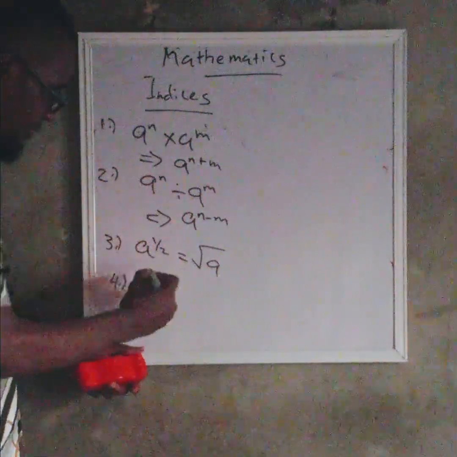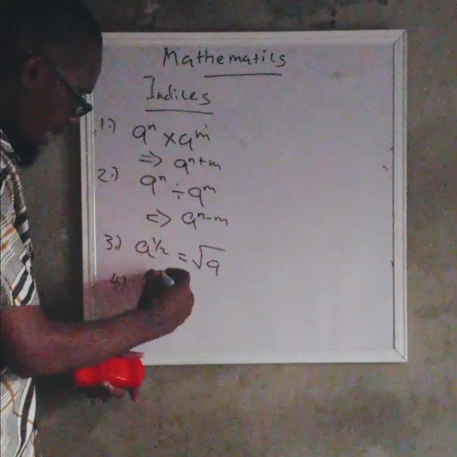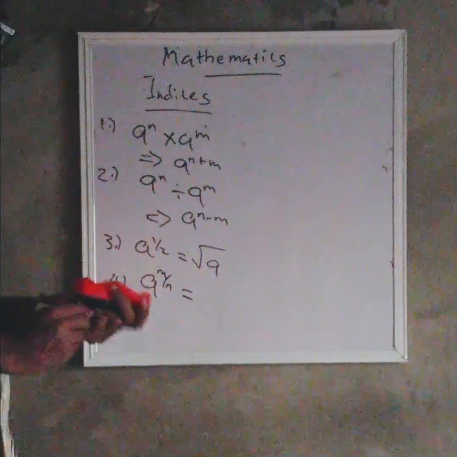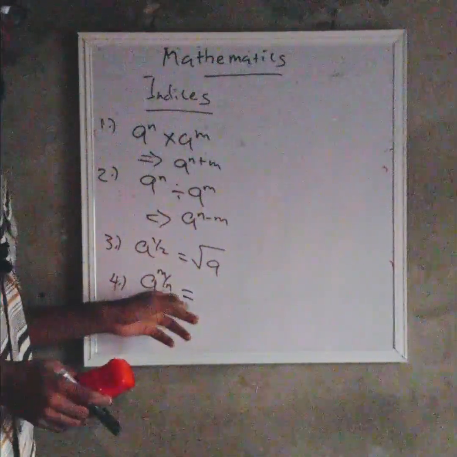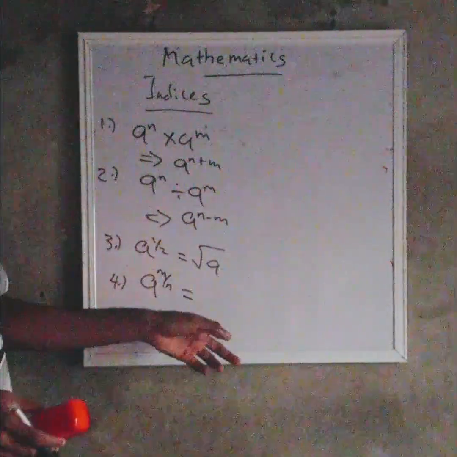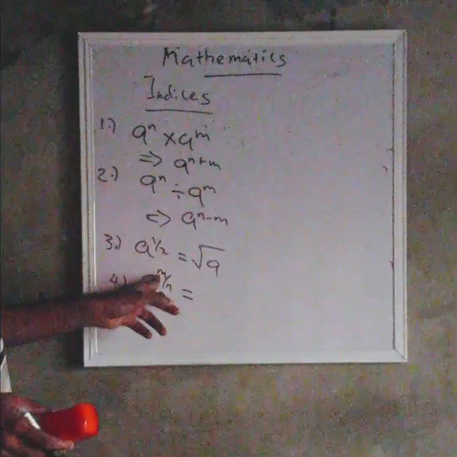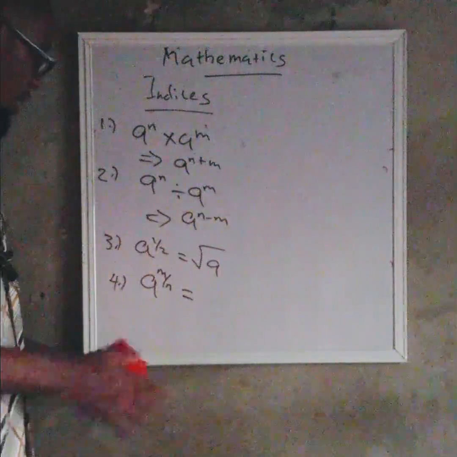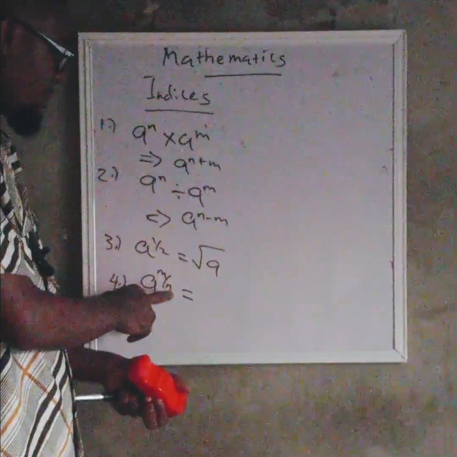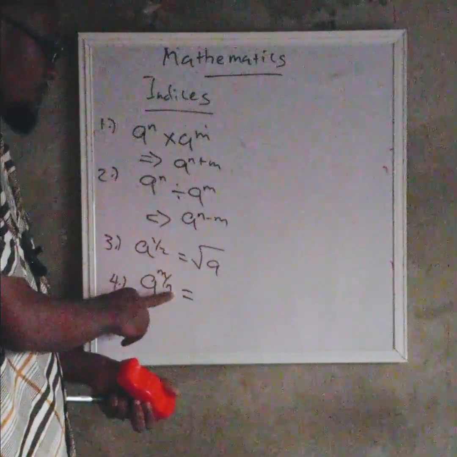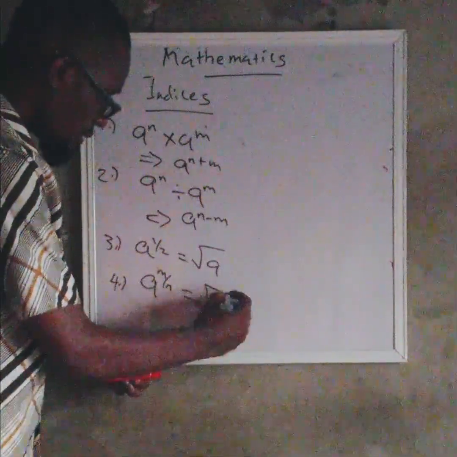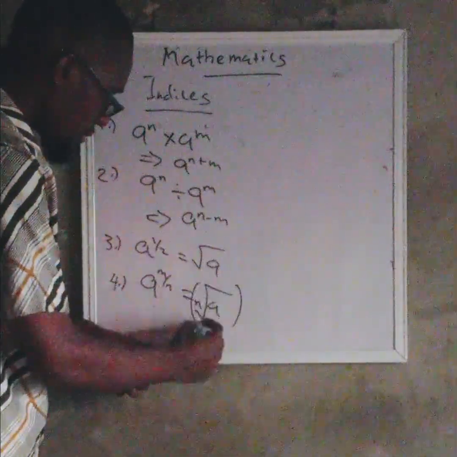Rule 4 says that if you have something like a to the power of m all over n, you take the root of the denominator and raise the whole thing to the power of the numerator. What do I mean by that? What we have as the denominator is n, so we take the nth root of a, raised to the power of m.